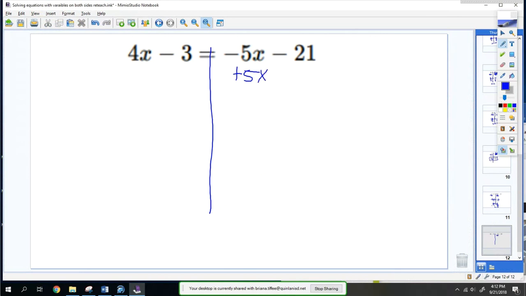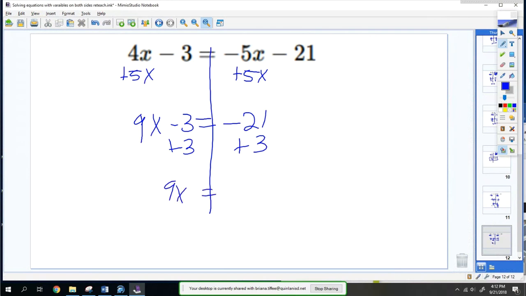Add 5x to both sides. You get 9x minus 3 is equal to negative 21. Add 3 to both sides. The 9x comes down. Negative 21 plus 3 is not negative 24, but instead it's negative 18. You got to be careful with this. This is where we a lot of times mess up. And you divide 9 to both sides. You get x equals negative 2.